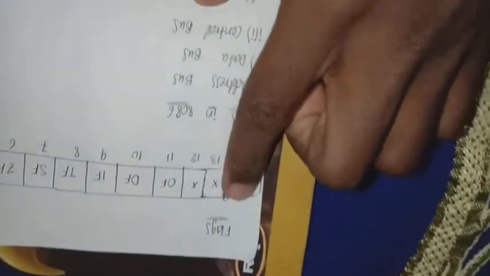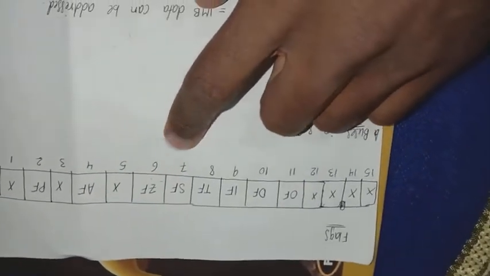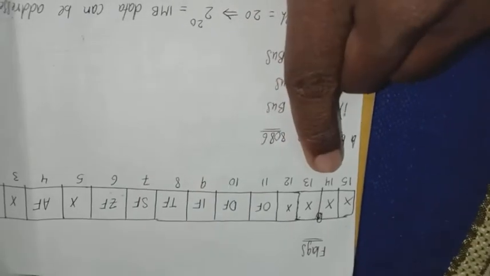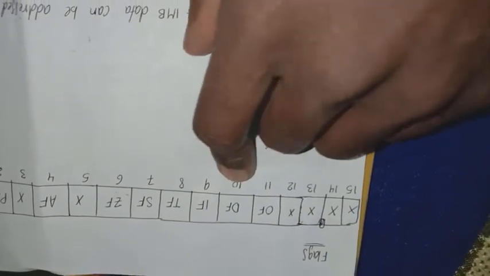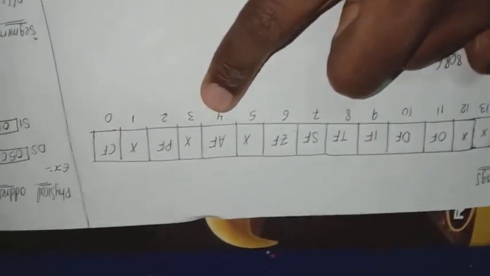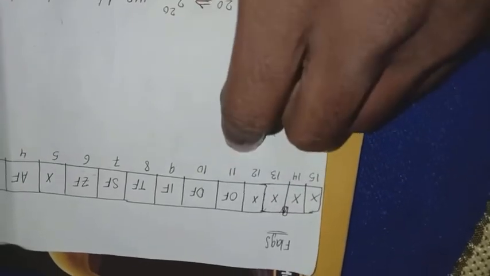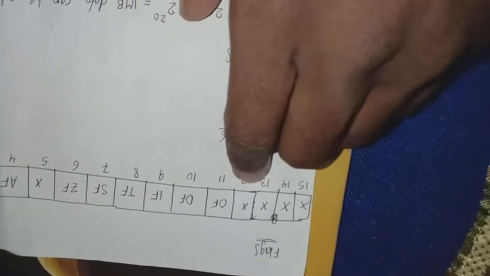You can see here flag registers or flags. It is a 16-bit register, and it contains OF, DF, IF, TF, SF, ZF, AF, PF, and CF. What are these cross marks? These are reserved for further design or the next architectures or the further development of the 8086. So these are not used by us.